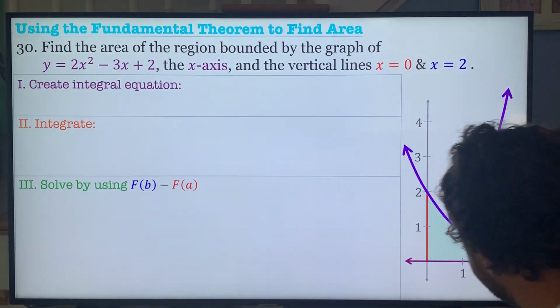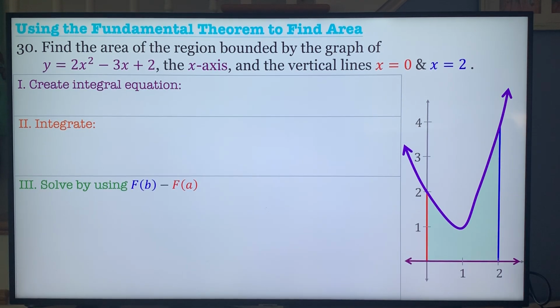All right. Let me back up here a little bit. Continue on. Find the area of the region bounded by the graph y equals 2x squared minus 3x plus 2, the x-axis, and the vertical lines x equals 0 and x equals 2. So first thing you want to do is create an integral equation.